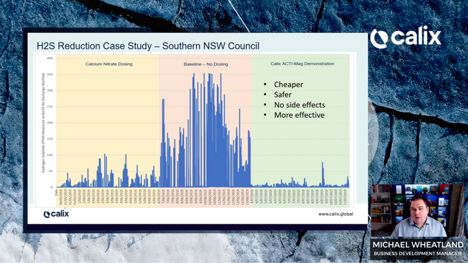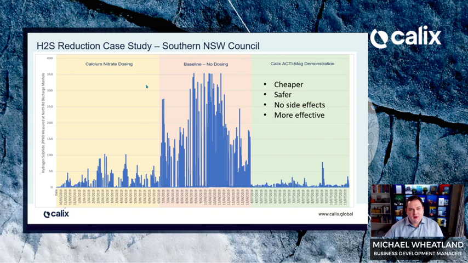The result of that, so you can see in this yellow section across here, was in normal operation for the council. This is around the southern New South Wales region. So as you can see, under normal operation, the calcium nitrate was spiking up to around 50 ppm, sometimes up to 100 ppm, and that was working reasonably well. We turned the system off, and as you can see, the baseline data when there was no dosing at all was incredibly high, so up to 350 parts per million.